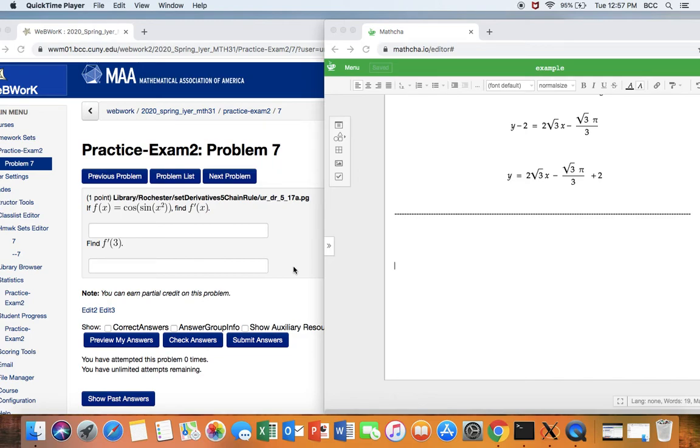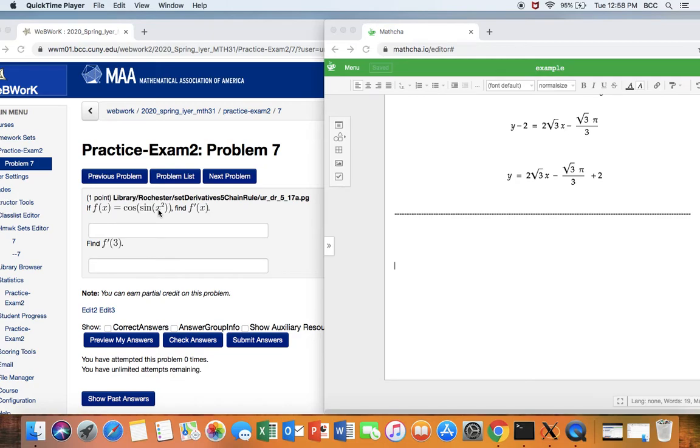Next question in my practice exam 2, problem 7. f(x) equals cosine of sine of x squared. Find f prime of x, and then find f prime at 3. Notice when you read your expression, cosine of sine of x squared, anytime you have to say "of something complicated," that is when you need to use the chain rule.